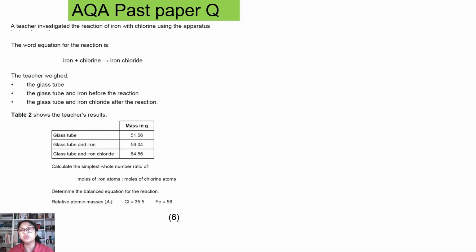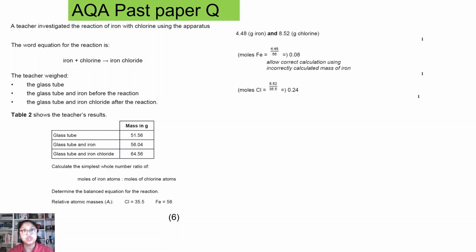Now they have given you the word equation and they're expecting you to write down the balanced equation. So what you need for this is to know the moles of the reactants that have reacted. What is given is the mass of glass tube and the mass of glass tube plus iron. So what you're going to do is subtract 51.56 from 56.04. We can get the mass of iron used in the reaction. So here it is 4.48 gram, that is for the iron.